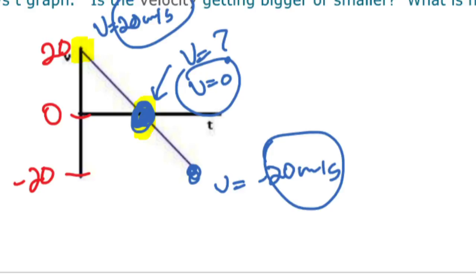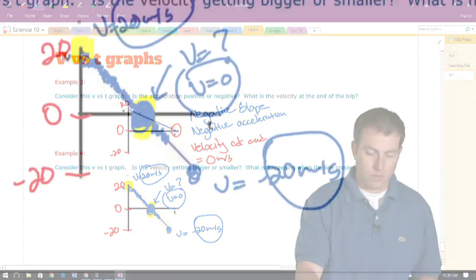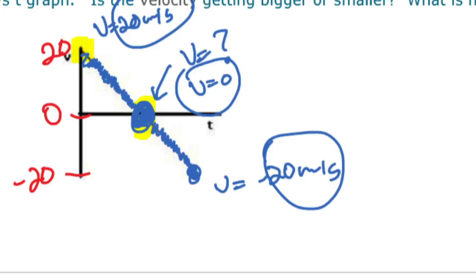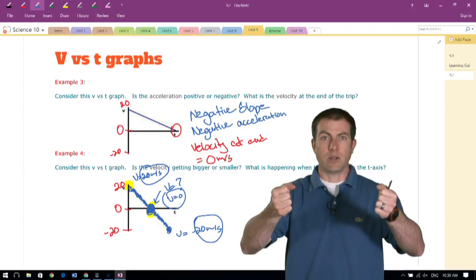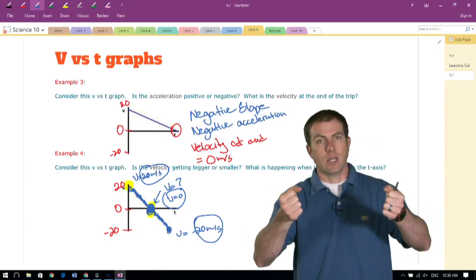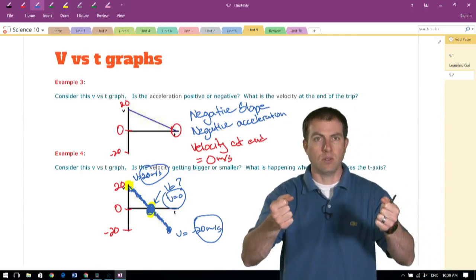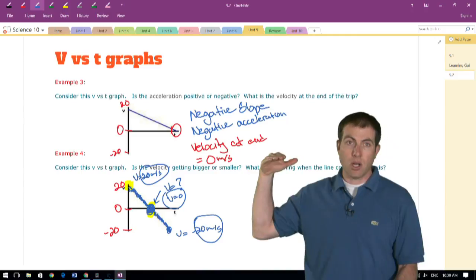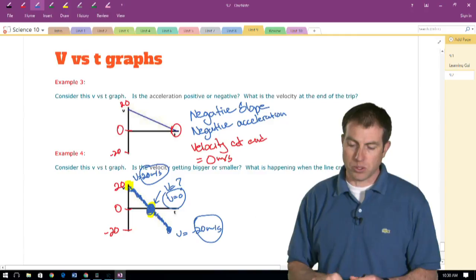So what does that kind of look like in terms of motion? It means that as soon as you start timing, you're slowing down. You're going 20, 18, 17, 16, 15, 14, 13, 12, 10, 0. Now you're going negative 1, negative 2, negative 3, negative 4, negative 5, all the way to negative 20. So as time goes on, you're slowing down, then going backwards, speeding up. You stop, and then you're going negative 1, negative 2, negative 3. So it would be like stopping and then moving backwards. That's the motion being described there.